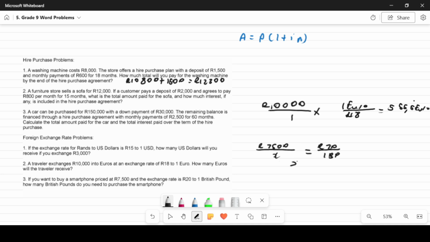So therefore, x is equal to 7,500 Rand over 20 Rand, and that gives you 375. Understood? So that's how you'll solve the British pound case. So that'll give you 375 British pounds, and that's how you solve that. Very simple problems. So that's about it for the finance part. The next part we will discuss direct and indirect proportions, and we'll be done with word problems.